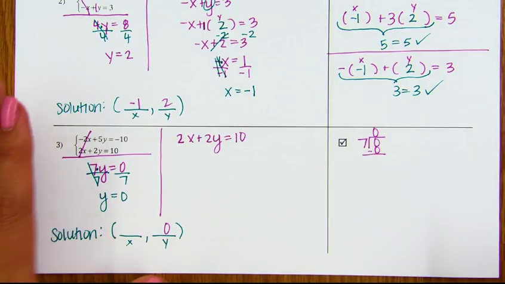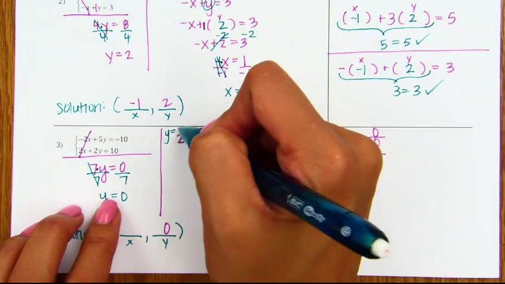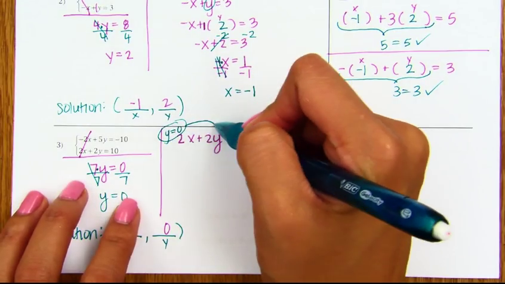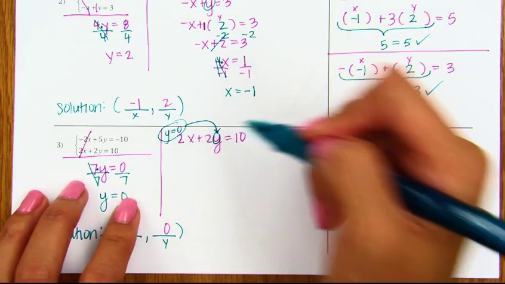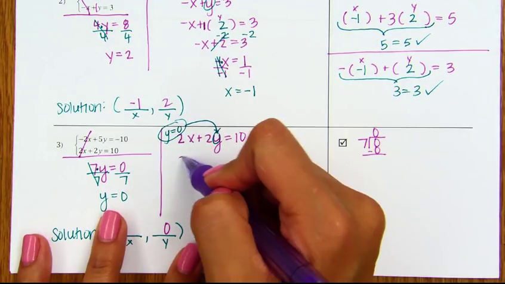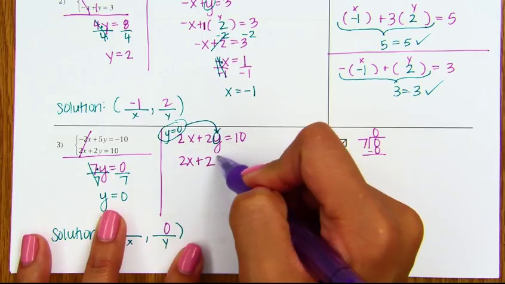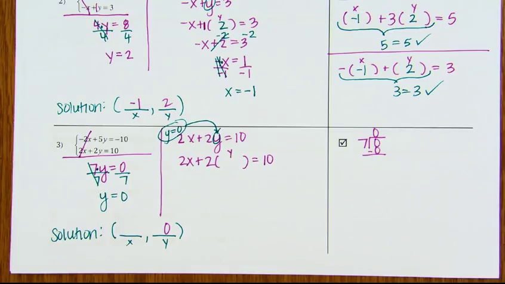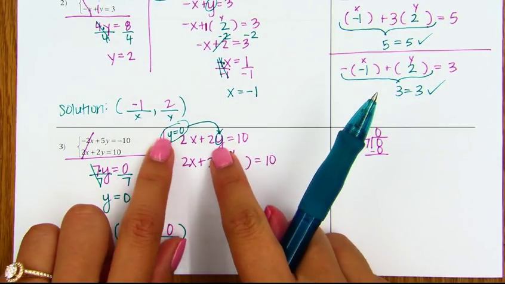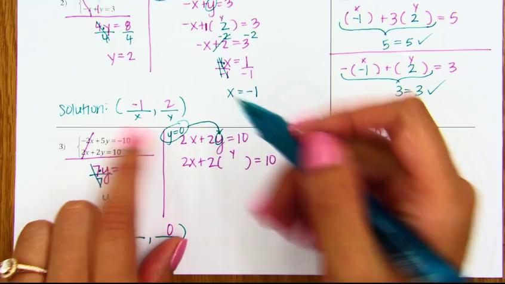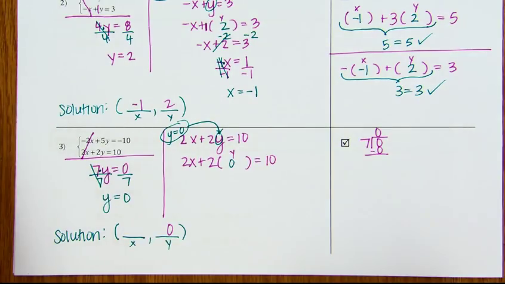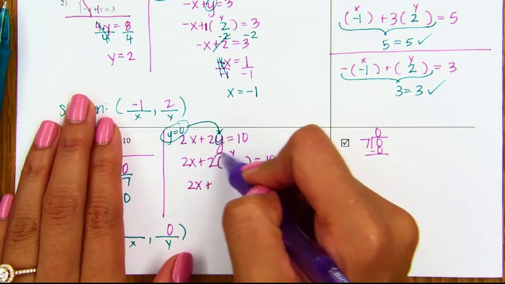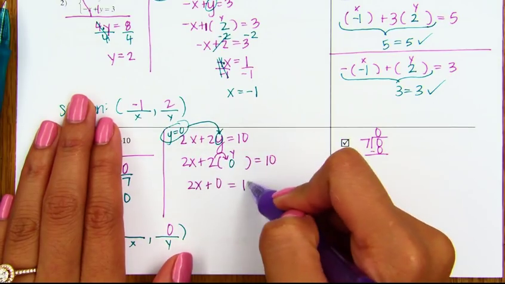Let's not forget, we do have some information. We do know y equals 0. Okay, so I'm going to go ahead and plug this in for my y, and only y. So that's going to leave me with 2x plus 2, parentheses for the y, and it's going to equal 10. What goes in for y? Well, according to my work, y is 0, so I'm going to plug in a 0 here. So now we're given 2x plus 2 times 0 is 0 equals 10.